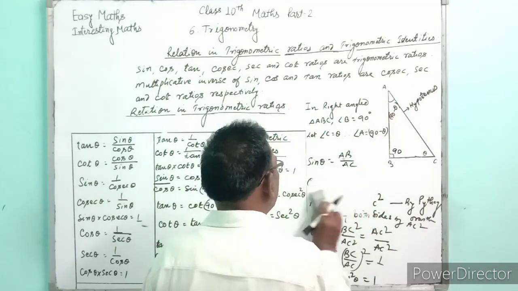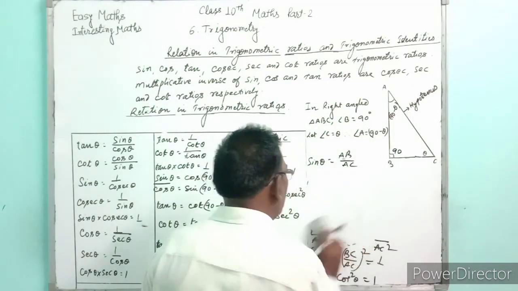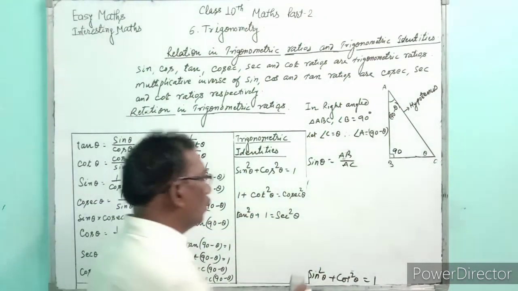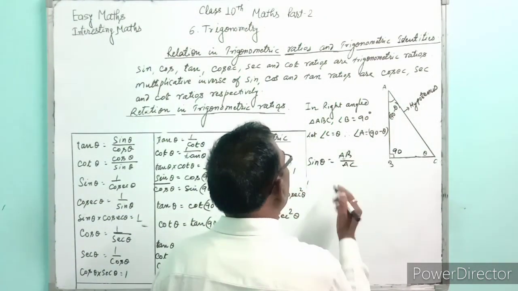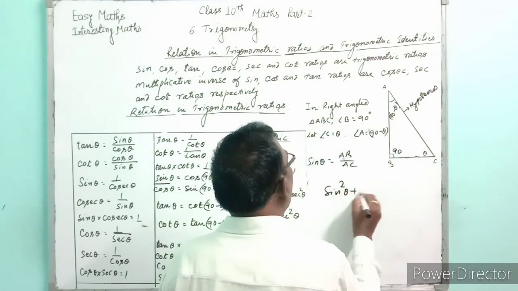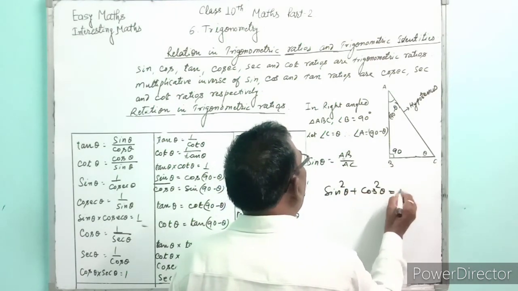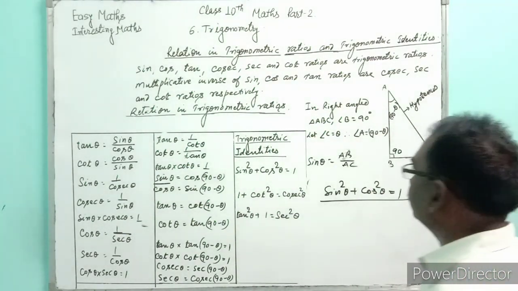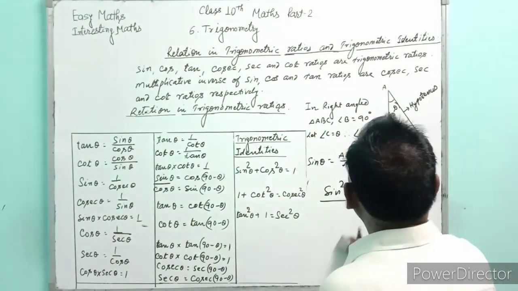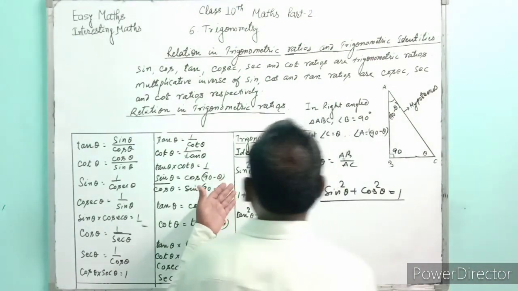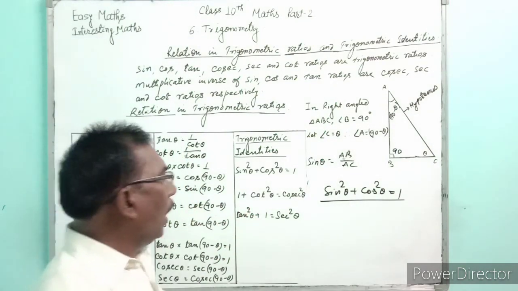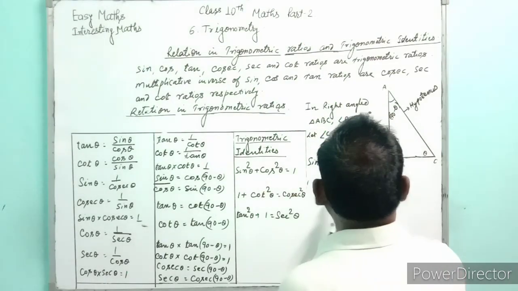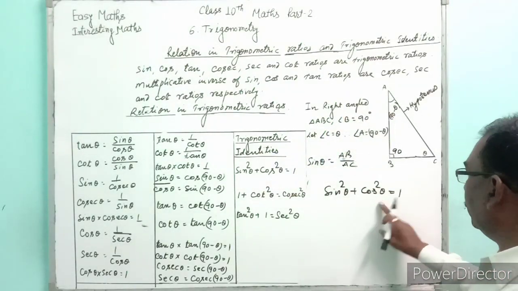So we have found that sin square theta plus cos square theta is equal to 1. You remember this. This is the trigonometric identity. Now, there are two other trigonometric identities. How can we find these trigonometric identities? So, sin square theta plus cos square theta is equal to 1.